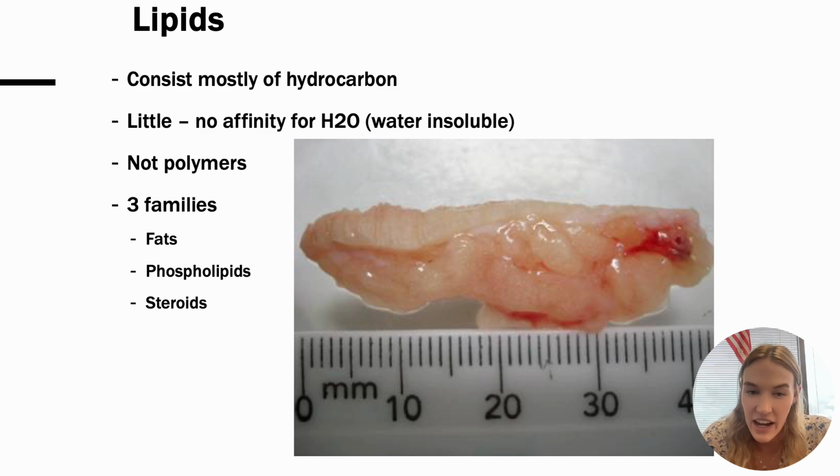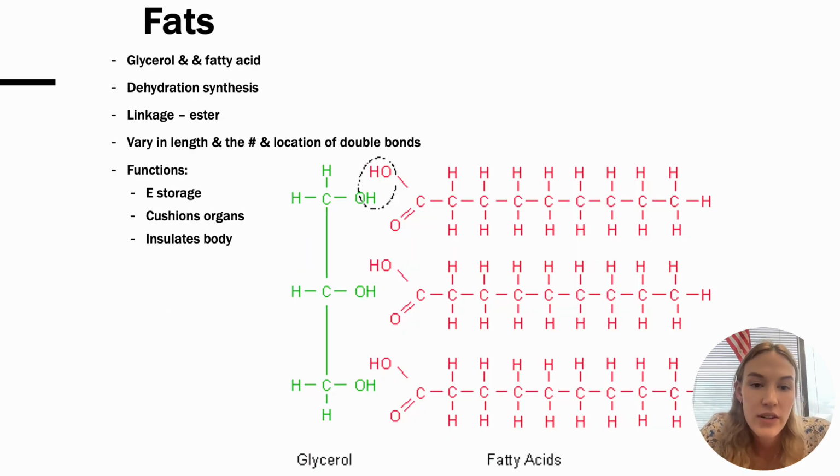We say that they don't really have a true polymer. If you're looking for one, you might call a triglyceride a polymer. If you're looking for a monomer, you might call a fatty acid a monomer, but you really don't hear that terminology very often, and it's not going to be tested. Now, there are three families of these lipids. We call them fats, phospholipids, and steroids. Fats are going to be a glycerol and a fatty acid, and we form the bond between the fatty acid and the glycerol using, once again, dehydration synthesis to generate an ester linkage.